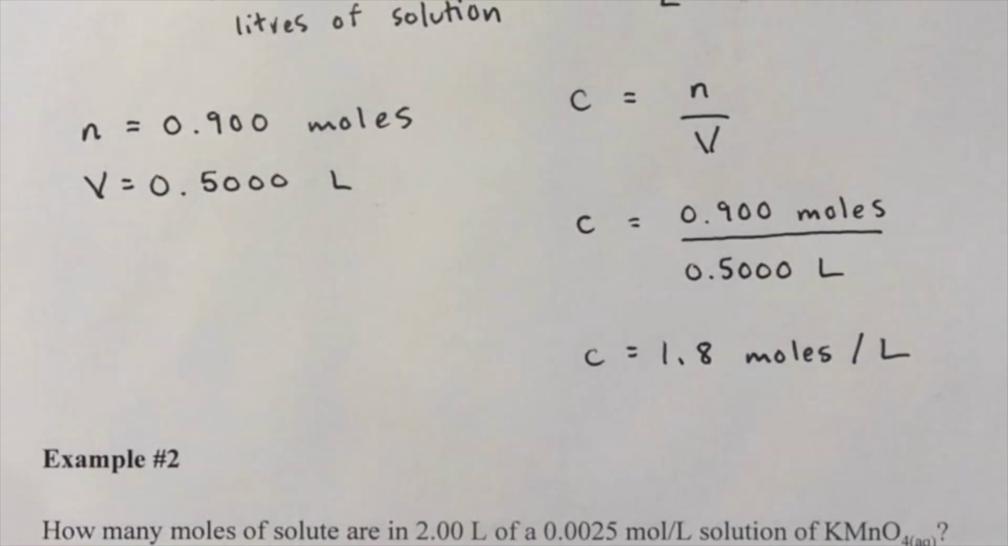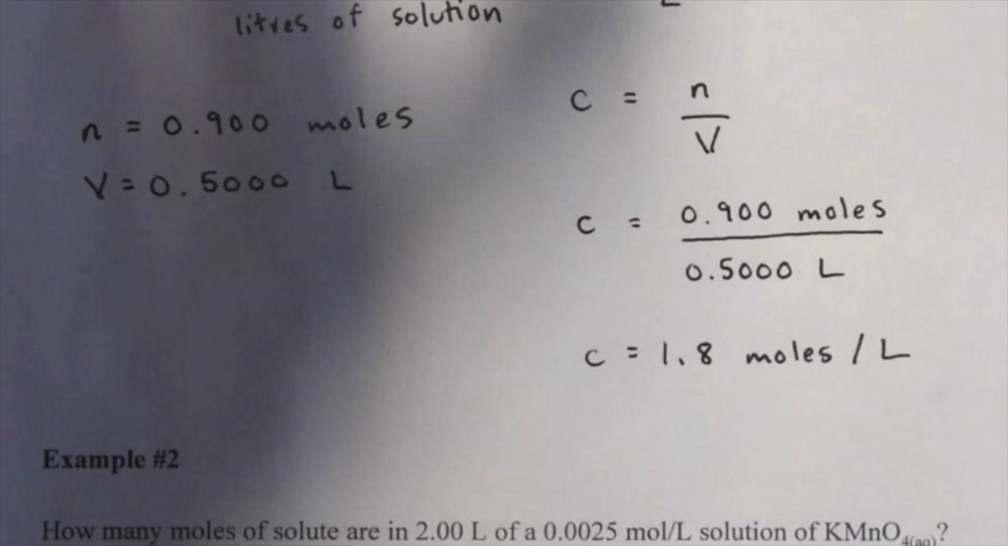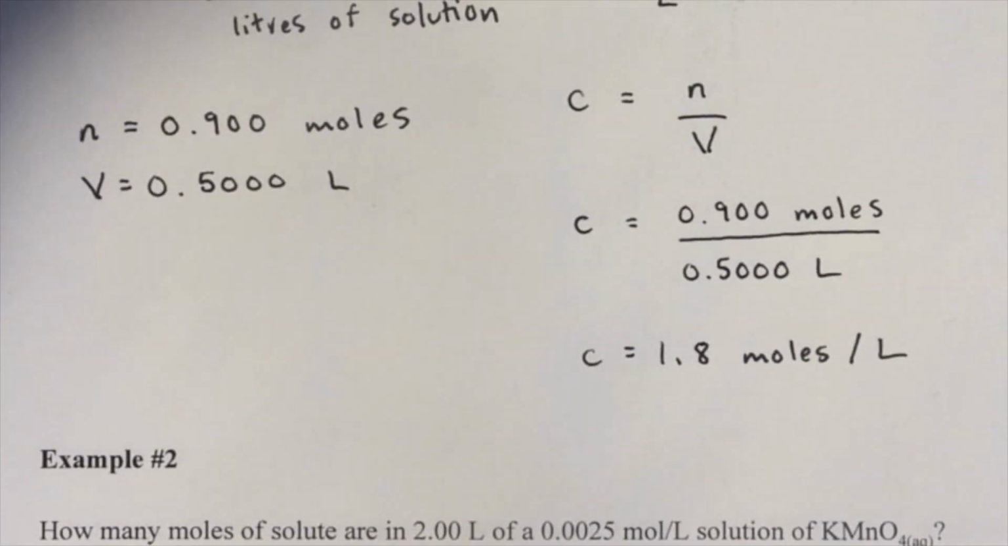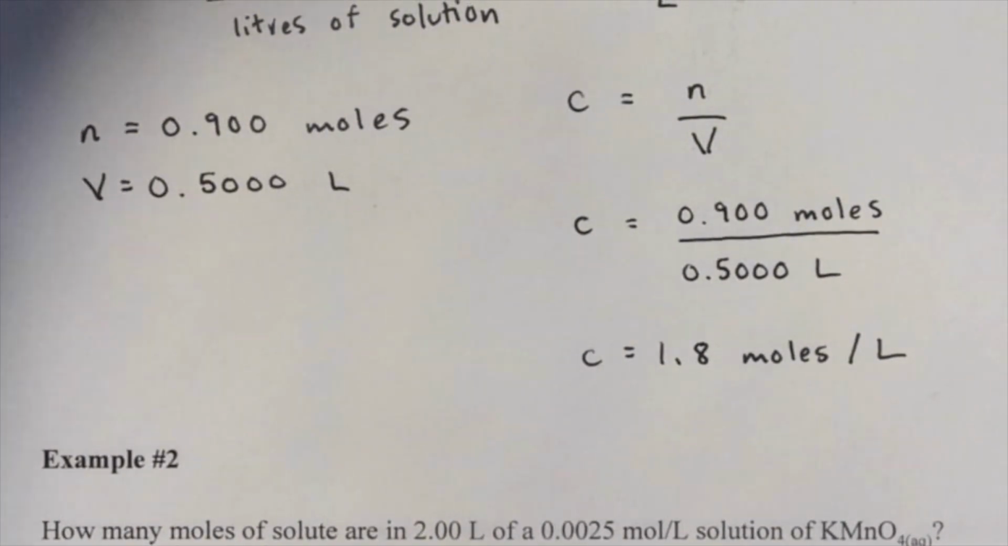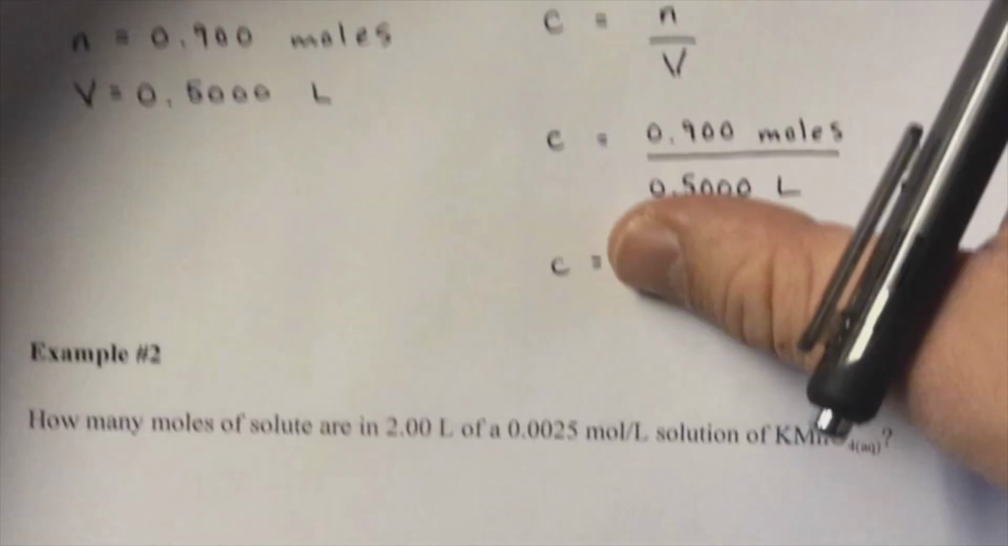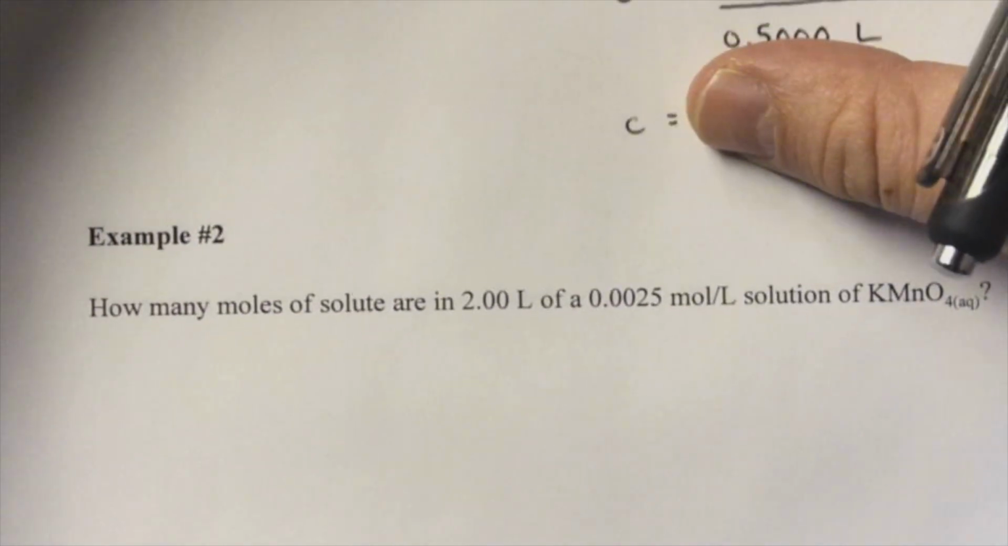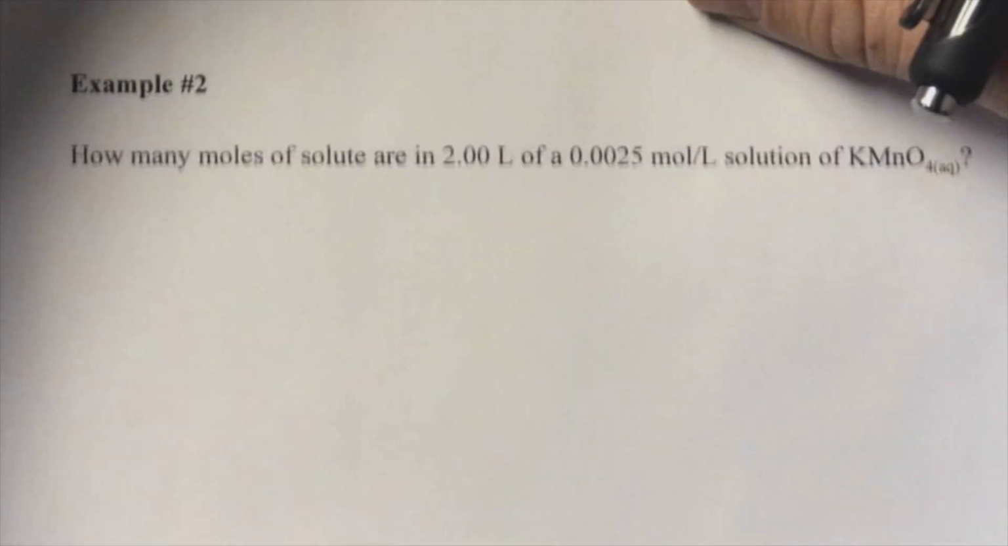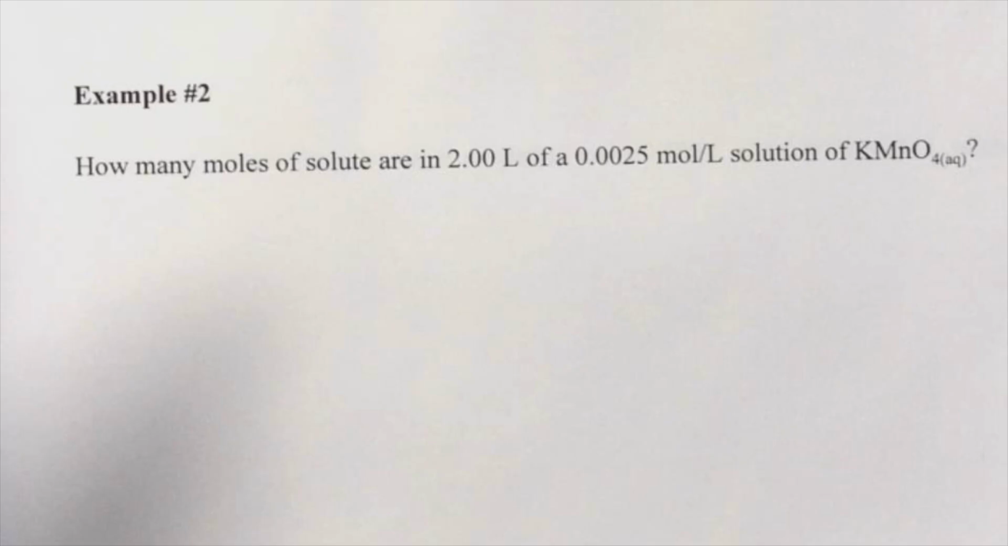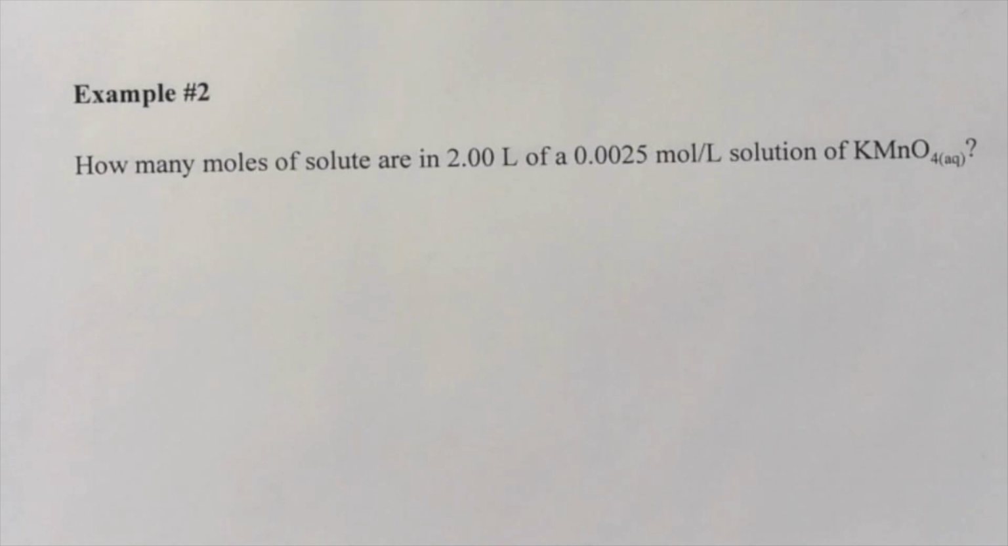The next one in your slideshow is example 2, and I'm going to try to go a little bit faster. That one took like 3 minutes. I feel like I'm going to need to go a little bit faster if I'm going to get everything in under 15. All right, how many moles of solute are in 2 liters of a 0.0025 mole per liter solution of potassium permanganate? So this one's a little bit different. This time we're going to try to find moles.